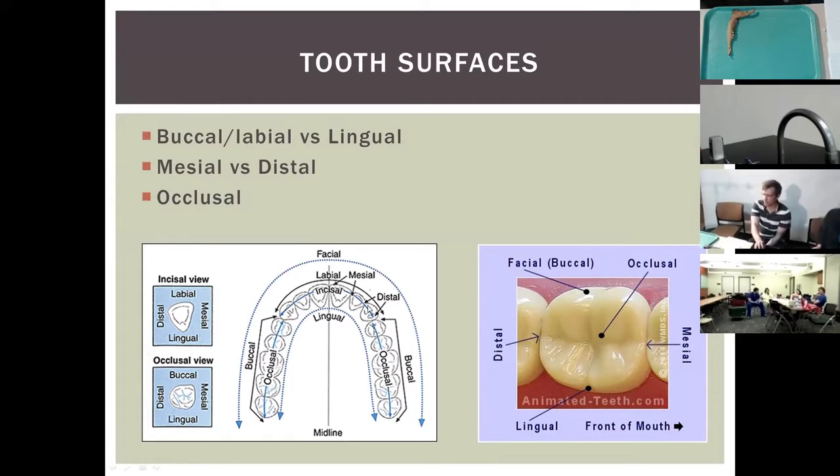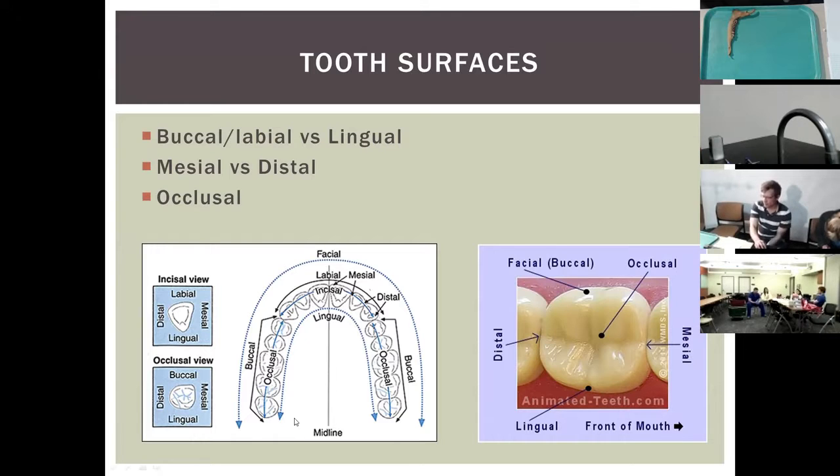Likewise, if you have one of these front teeth, up towards the front of the mouth, or the anterior side of the mouth, the surface that is touching the lips is called the labial surface. So you have the buccal and the labial surface, depending on whether it's touching the cheek or the lips. If the surface is touching the tongue, then it's called the lingual surface. So the lingual surface is opposite of the buccal and opposite of the labial surface.